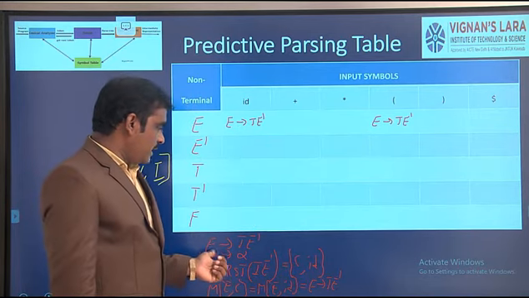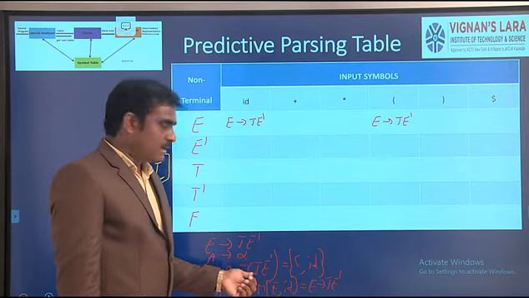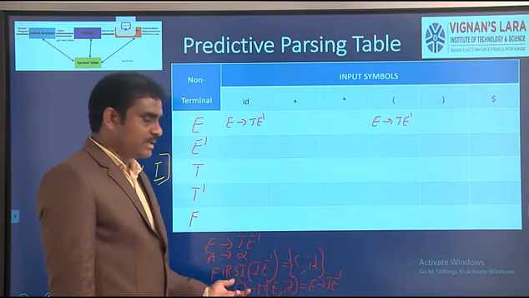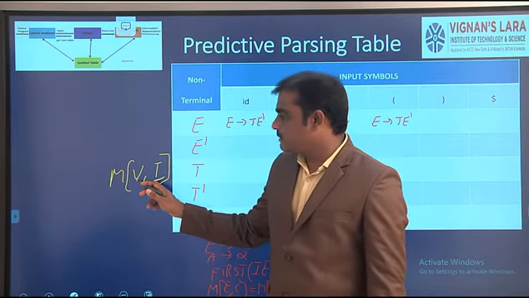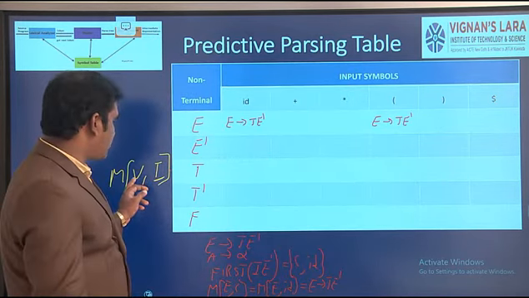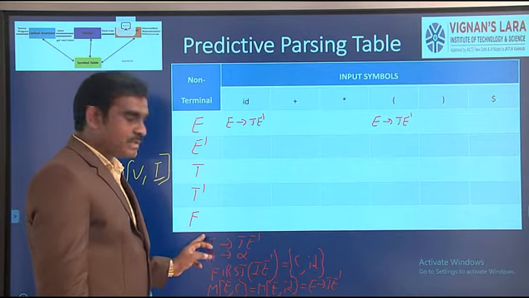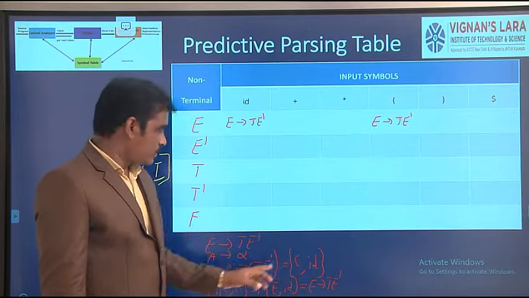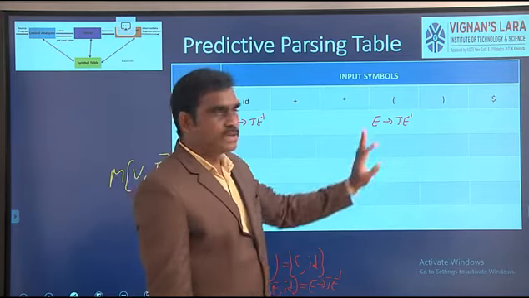first E to TE dash is compared with A to alpha and then we find first of alpha. The first of alpha result does not contain epsilon, then we can take the entry directly. Directly means the entry has two symbols, one is a non-terminal and another is a terminal symbol. The first one is the non-terminal symbol. How to select the non-terminal symbol? Simply the left hand side symbol of the given production, that is E. And the terminal means nothing but the first of alpha result, that is open parenthesis and id. So E comma open parenthesis and E comma id are filled with E to TE dash.